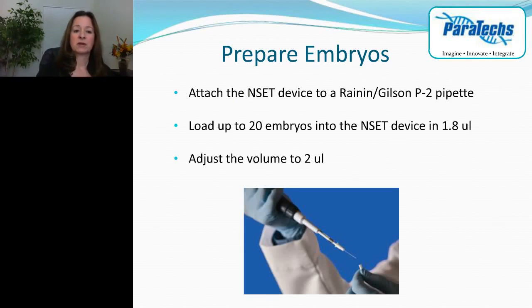To prepare the embryos, first, the NSET device is attached to a P2 pipette. The embryos can then be loaded into the pipette while watching under a microscope. Up to 20 embryos can be loaded into the NSET device in 1.8 microliters of media. The volume is then adjusted to 2 microliters to introduce a small bubble into the bottom of the tip, which helps hold the liquid in the device.